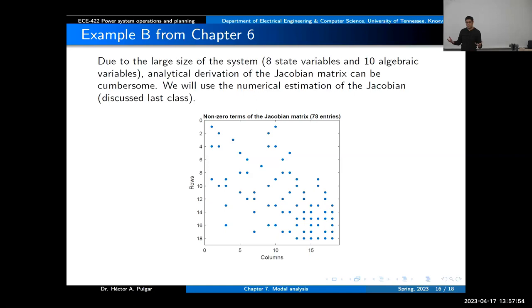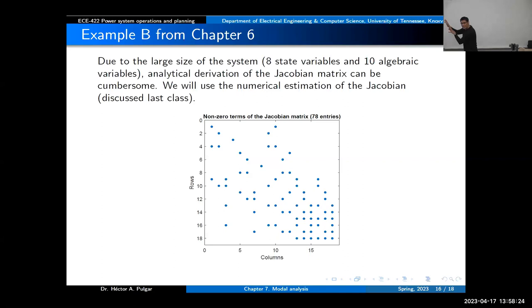How is the equation for delta? Very simple. Omega minus omega S, where omega S is constant. So that row depends on just one variable. Do we see it here? Yes, it should be in row 3 for machine 1 and row 7 for machine 2. It's there. It seems that the structure at least is fine. Well, we need to double check and make sure that we're not making any mistake, but I did it. This is fine. This is the estimation of the Jacobian.